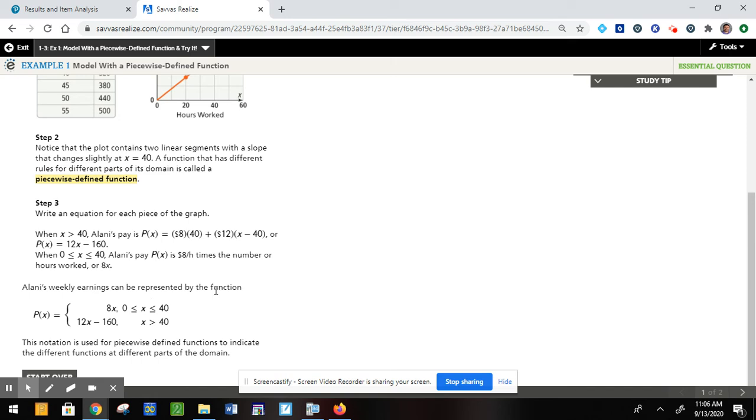And that's how a piecewise function is going to look. You have p of x is equal to, and you've got two things listed here. Again, a piecewise function actually could have 3, 4, 5, whatever. It could have as many pieces as you want. This example has 2. And then there's a domain rule about when you use each function. When x is between 0 and 40, you use the 8x. When x is more than 40, you use the 12x minus 160.